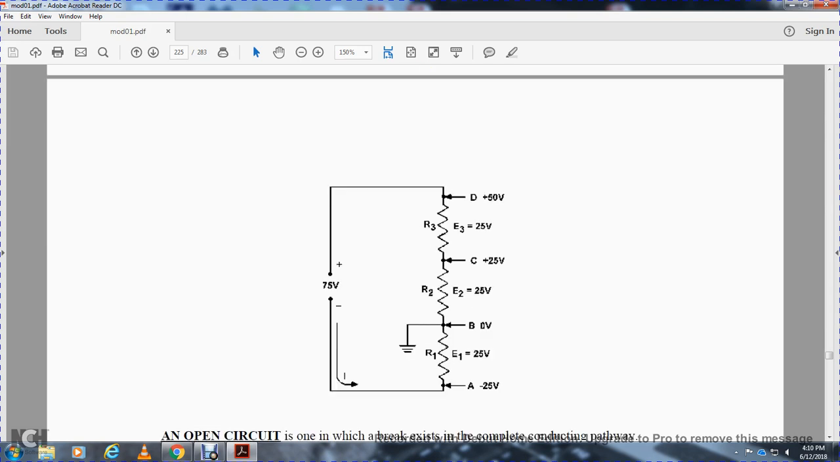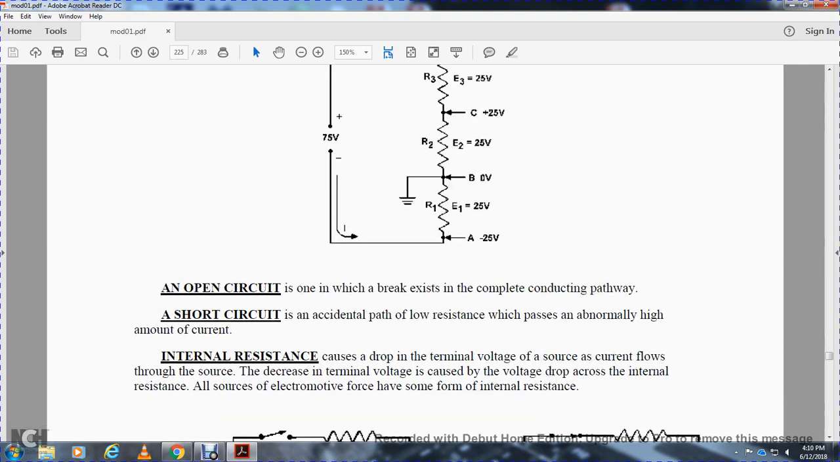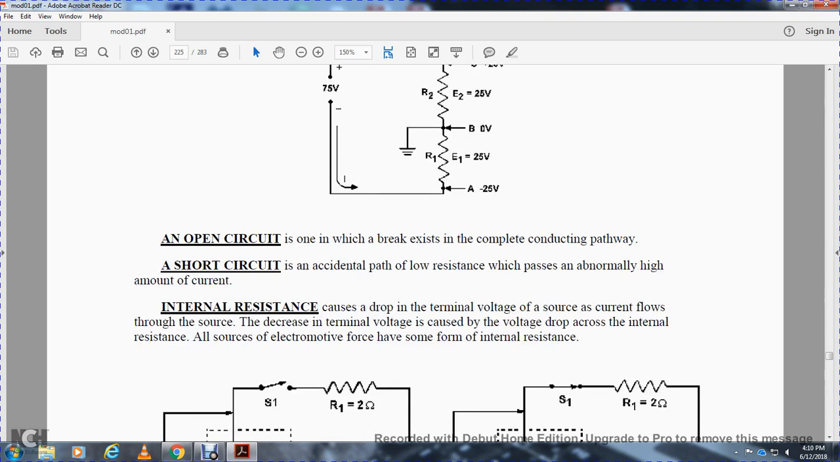Shows the open circuit, which is a break in the complete conducting path. A short circuit is an accidental path of low resistance, which allows an abnormally high amount of current. Internal resistance causes a drop in the terminal voltage of the source when current flows through the source; this is called the voltage drop.